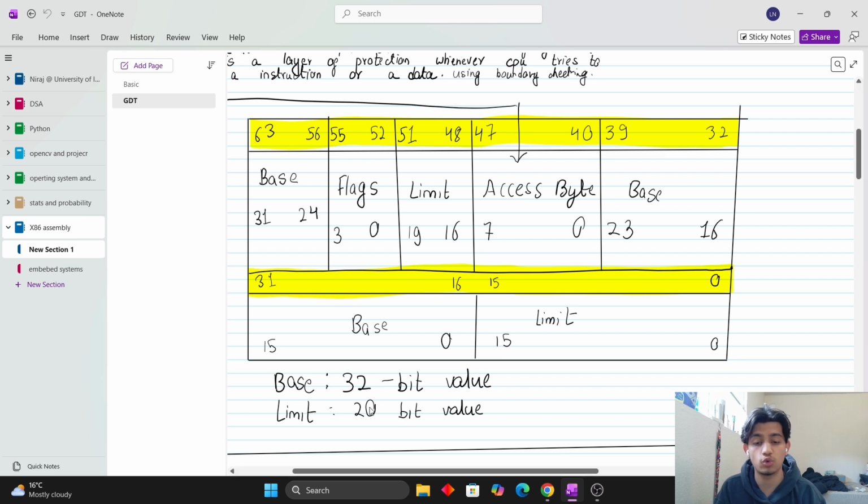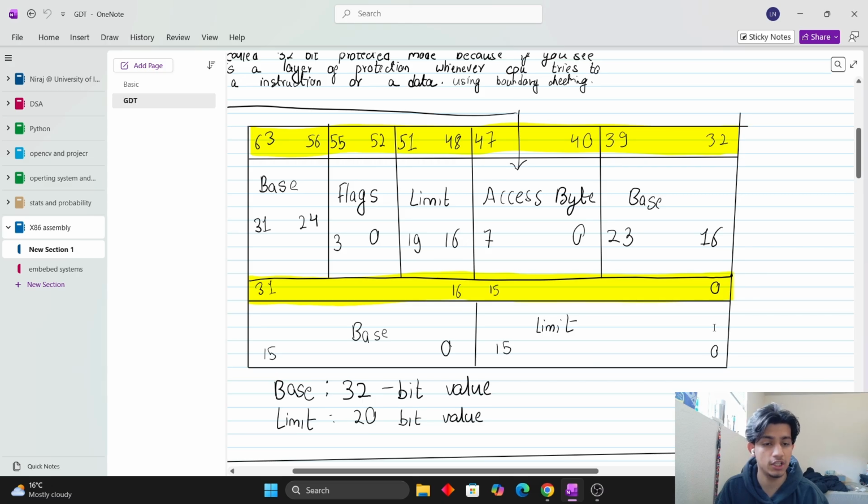So limit is a 20-bit wide value that represents how big the segment is. There will also be something called granularity, which says whether the limit is in bytes or in pages, in 4 kilobyte pages, but we will cover that in a later video. And the base is a 32-bit value. That means it can represent from 0 to 4 gigabytes. But for the flat memory model, we will use a limit equal to the maximum value that we can represent in 20 bits, and for the base we will use 0, because we are using a flat memory model.